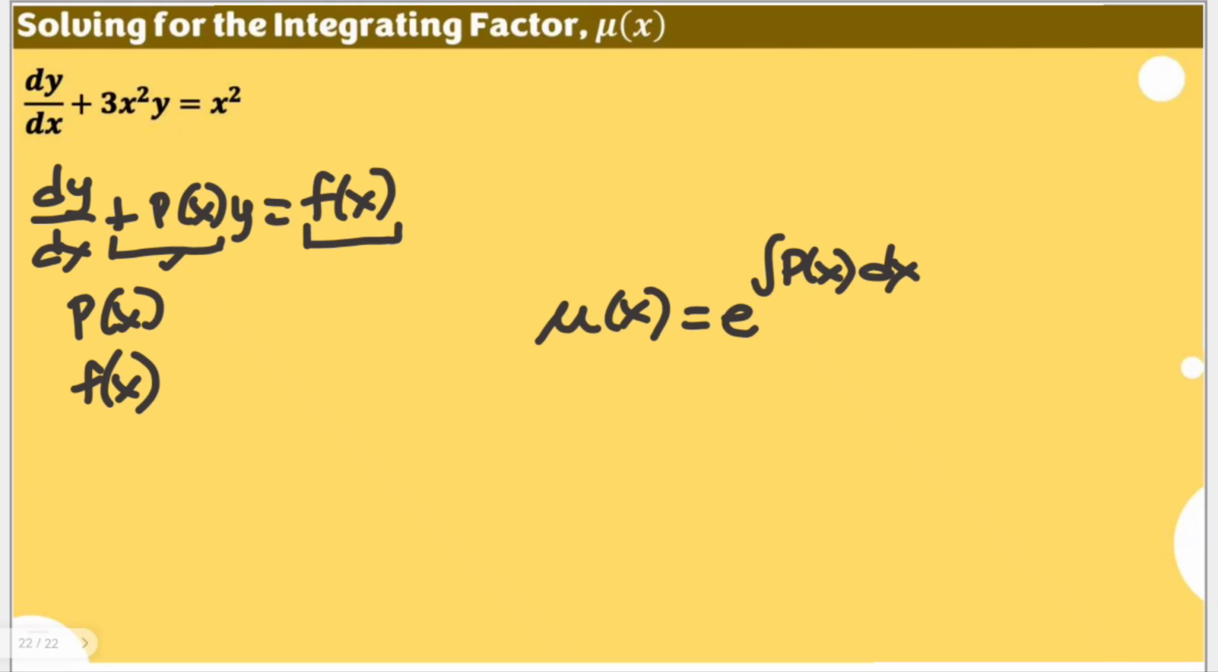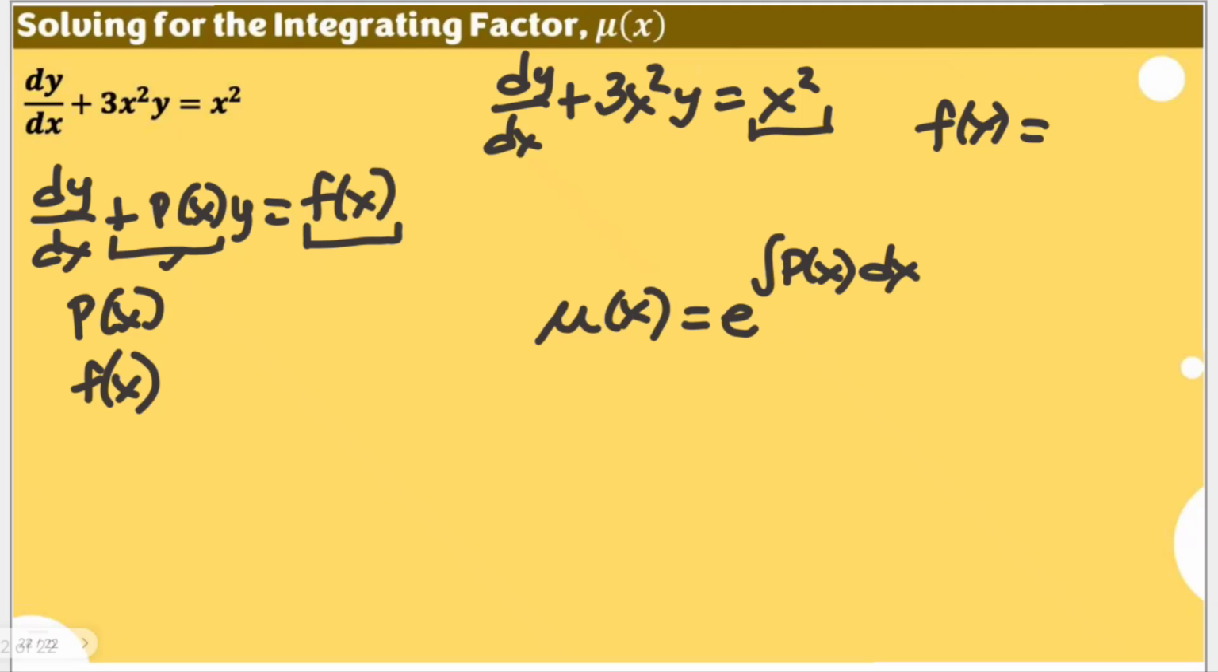But let's focus first on our given equation, dy over dx plus 3x squared y equal to x squared. Undoubtedly, this is already our f of x, x squared. That's very obvious because your right hand side only contains one variable, and that's x. As for your p of x, look at the function paired with y to the power of 1. In this case, our p of x is equal to 3x squared.